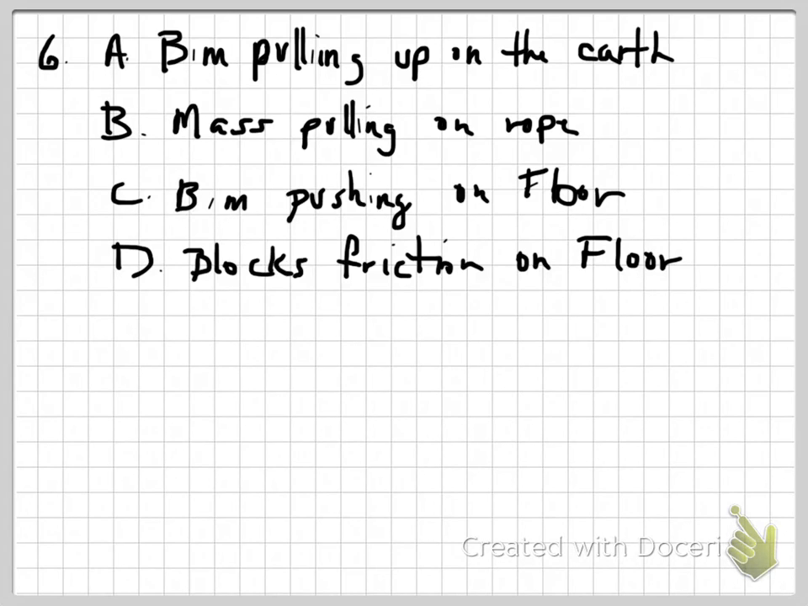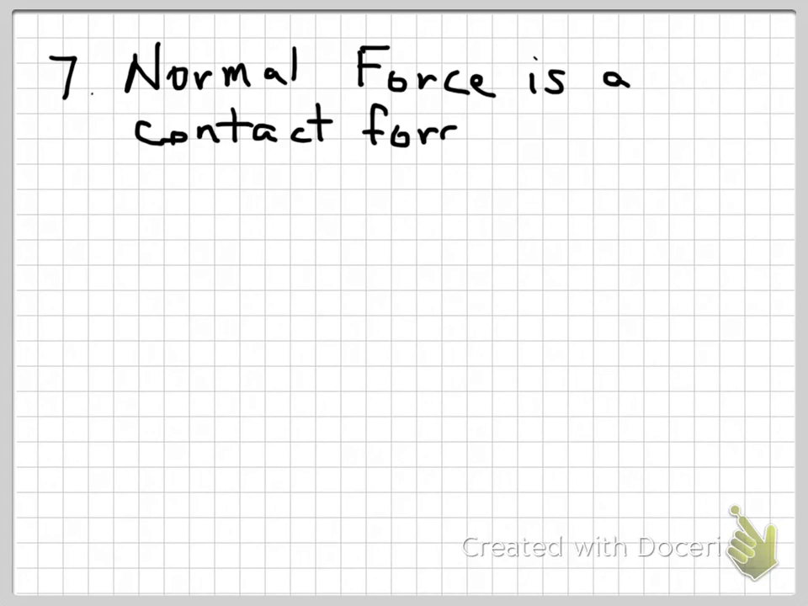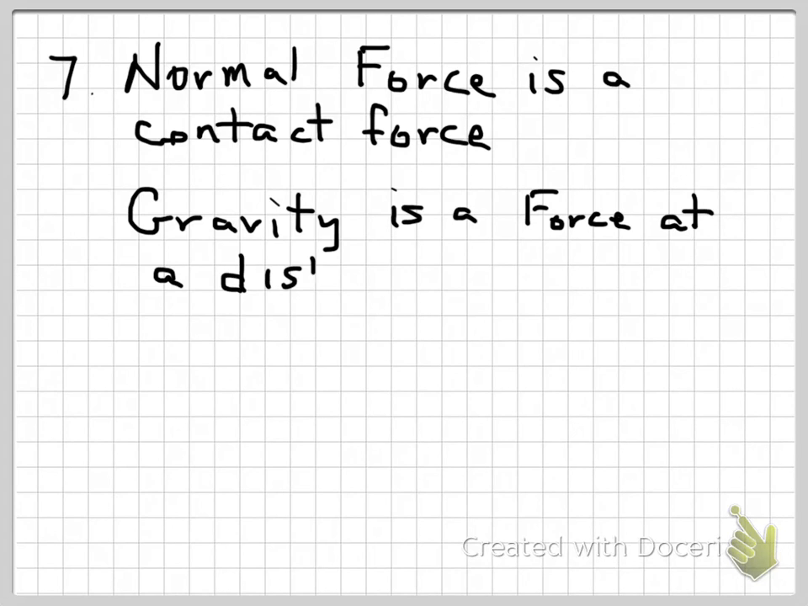Number 7 is asking, why does normal force acting on an object not work as the Newton's law action-reaction pair for gravity? And the reason behind that is normal force is a contact type force. Remember, it has to be perpendicular to the surface, while gravity is a force from a distance. They have to be the same kind in order to be an action-reaction pair.